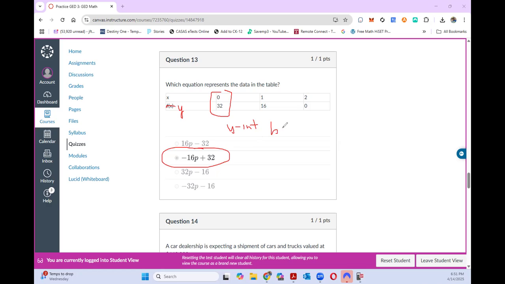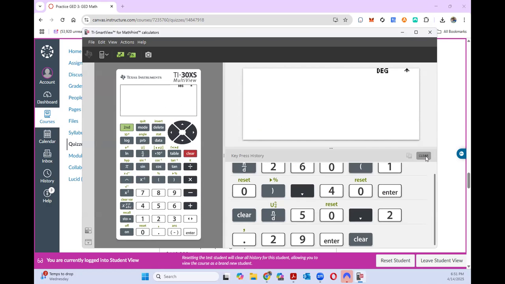Now, my y-intercept is 32, so my b equals 32. How do I find my slope? 32 minus 16 over 0 minus 1. 16 over negative 1. Negative 16 is my slope. That's the way you could have done it algebraically. Or again, you could have grabbed your calculator. You got 2 points. That's the easiest way to do it.